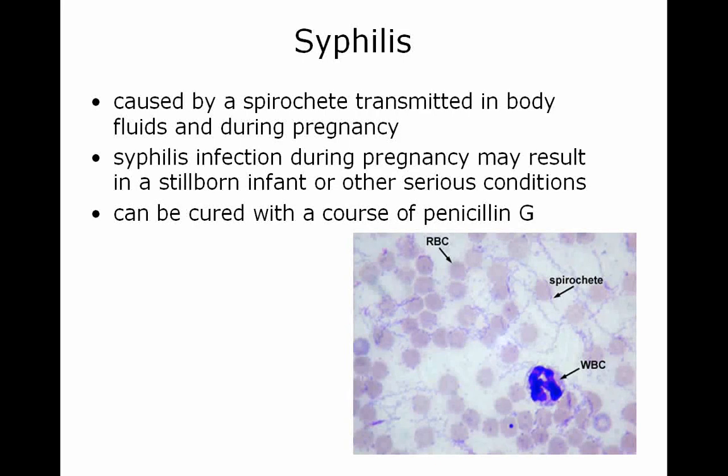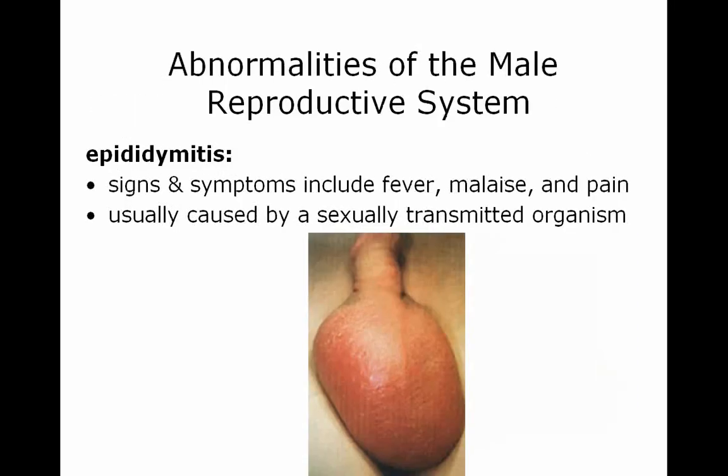It's a danger during pregnancy, just like the other sexually transmitted diseases. During pregnancy, the baby may actually die in utero. The baby may be stillborn. There are some very serious complications that go along with having a syphilis infection during pregnancy.